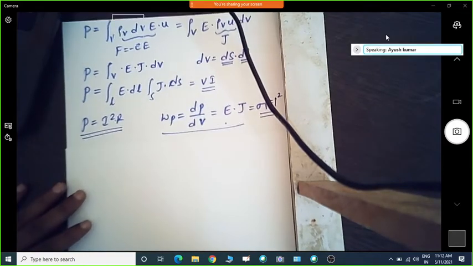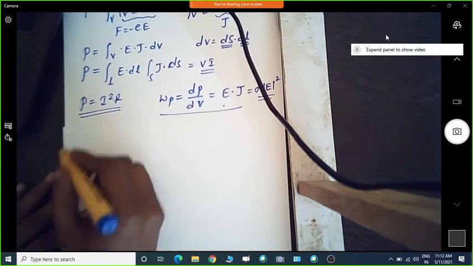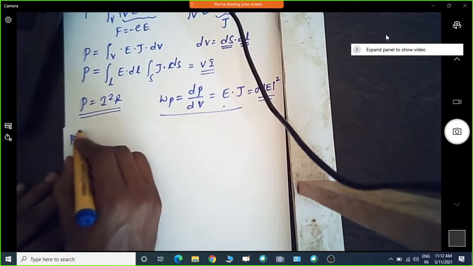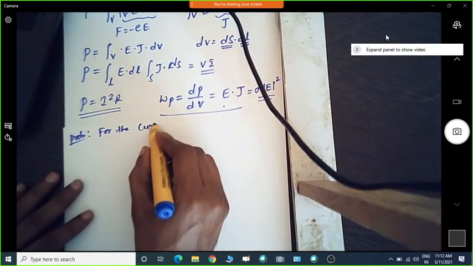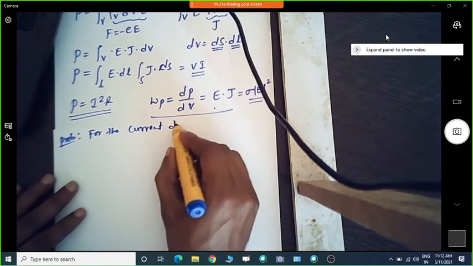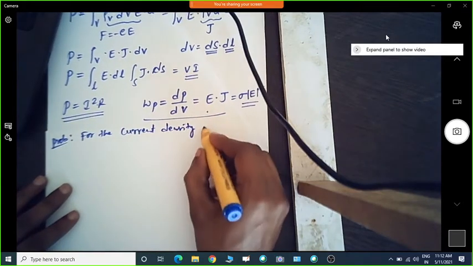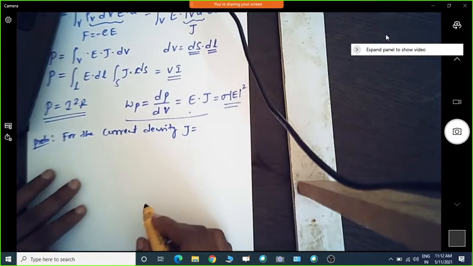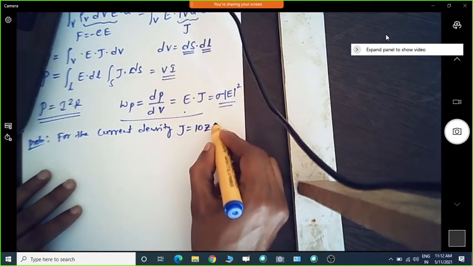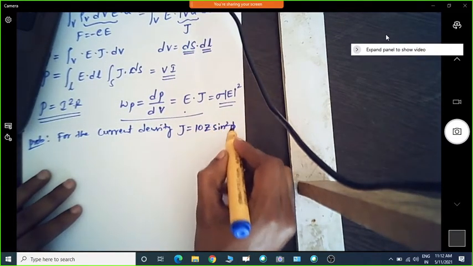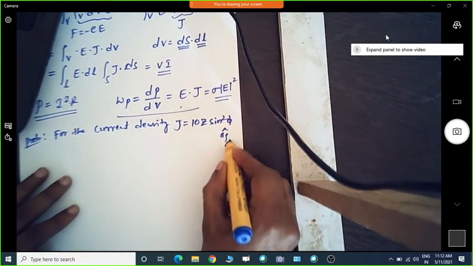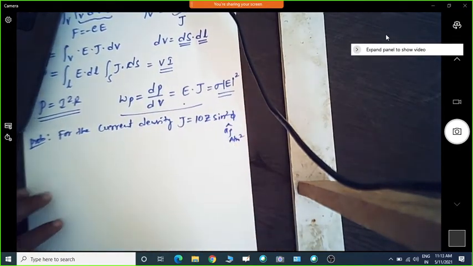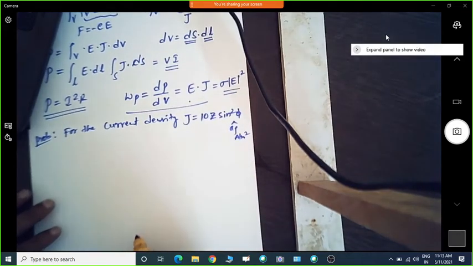Yes. Okay. So now take this problem. For the current density J, which is given by 10z sine square phi in the direction of rho, this is in amperes per meter square. This is the current density which is given.